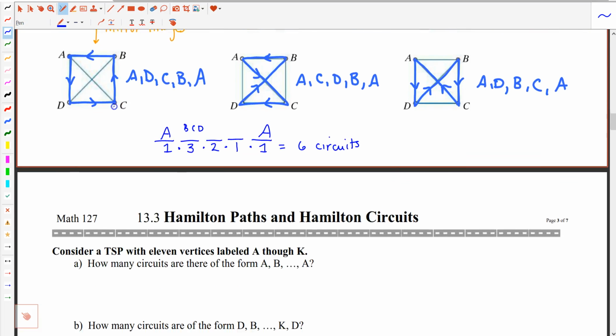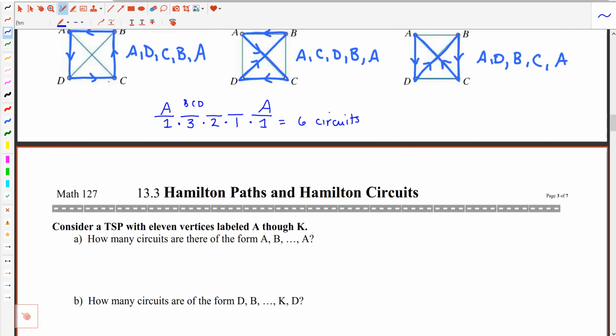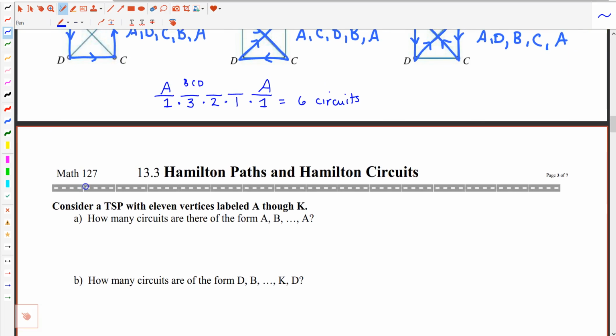Extending this idea, let's take a look at these examples. We're going to consider a traveling salesman problem with 11 vertices labeled A through K. So how many circuits are there of the form: we start at A and then we have to go to B? Now this n-1 factorial formula won't apply here because there are additional restrictions on where I can go. So here I'm going to have 11 vertices, so maybe I'll put down 11 blanks: 1, 2, 3, 4, 5, 6, 7, 8, 9, 10, 11. And then I've got to come back home.